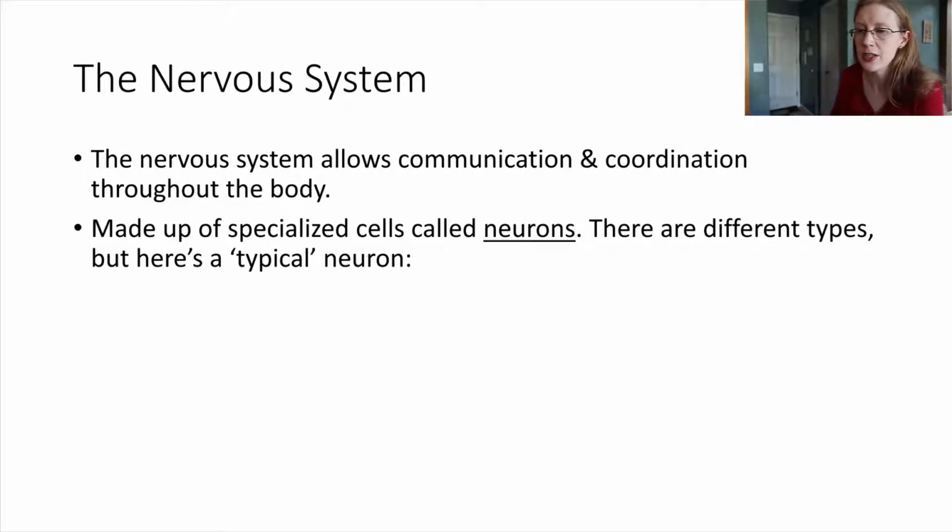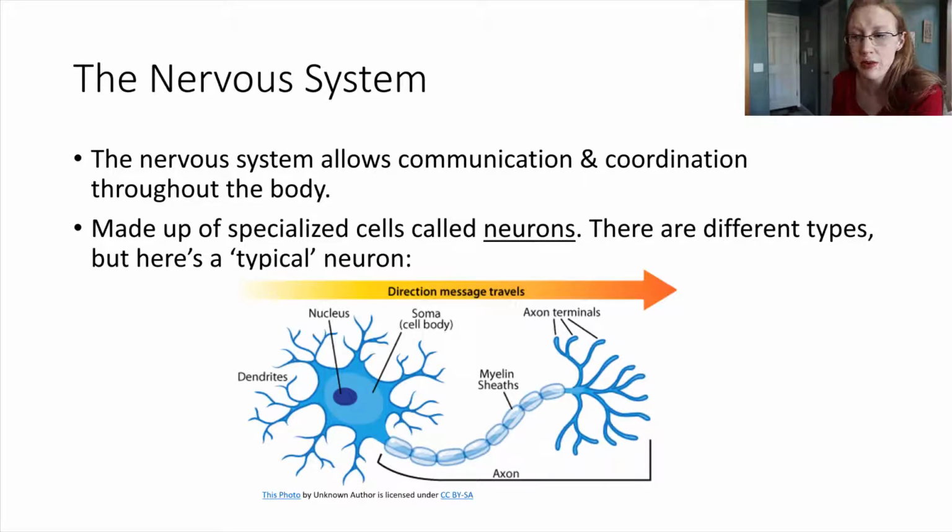Neurons are very specialized cells, and there are different types of neurons throughout the body, but we're just going to learn about a typical neuron. A typical neuron has 3 different regions. It has a cell body, like we're familiar with, with a nucleus inside of it, but then it has some really specialized projections that reach off from that cell body. Look at all of these little projections over here.